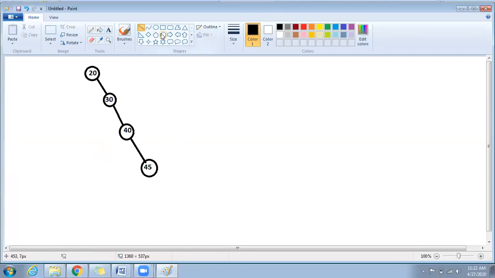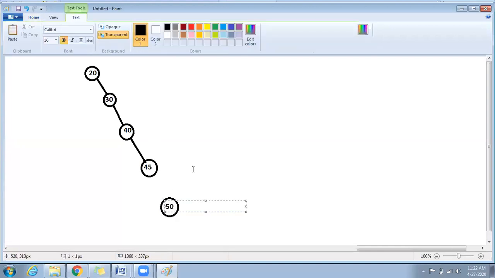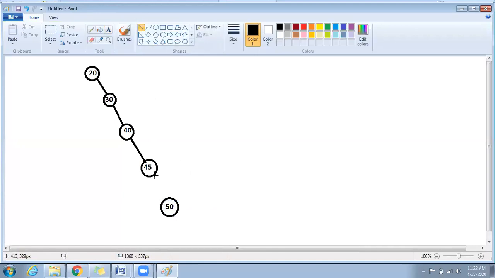Whether it is a binary search tree? Why would it not be? In a binary search tree, each node should have at most 2 children, and it is following that for each and every node. It is a binary tree, fine. Whether it is a binary search tree? Yes.